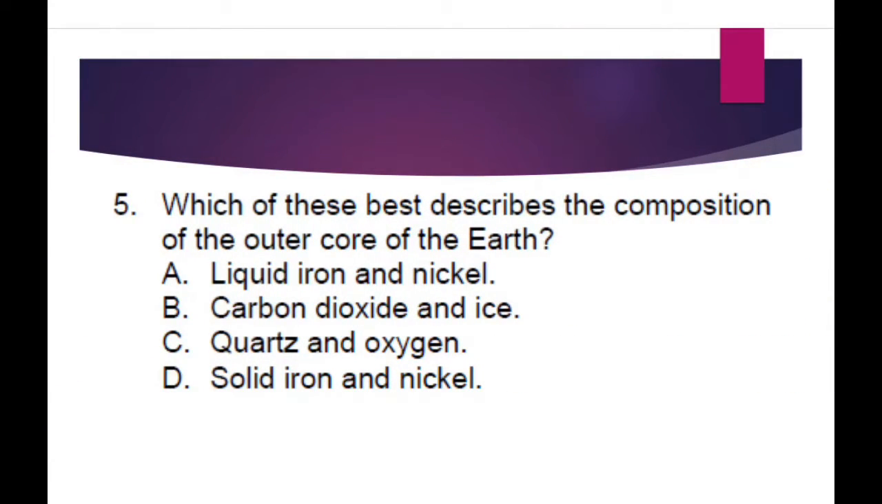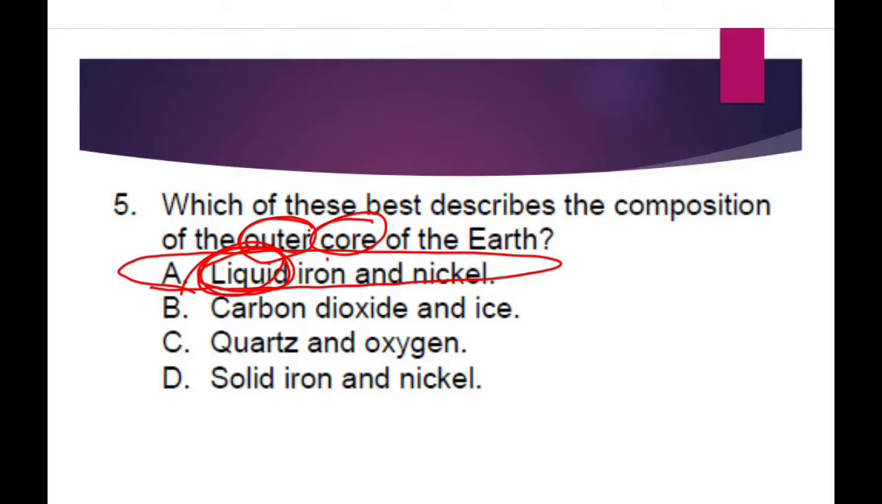Number 5, which of these best describes the composition of the outer core of the Earth? The outer core again. Is it A, liquid iron and nickel, B, carbon dioxide and ice, C, quartz and oxygen, or D, solid iron and nickel? We're talking about the outer core again. So the answer is A, liquid iron and nickel. It's liquid in the outer core. That's important. Iron and nickel is metal.